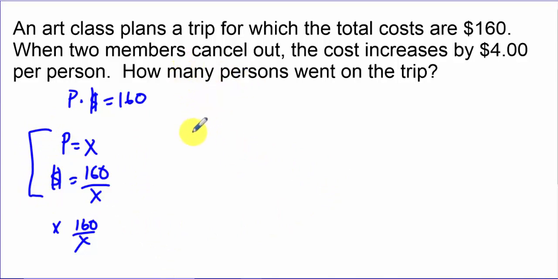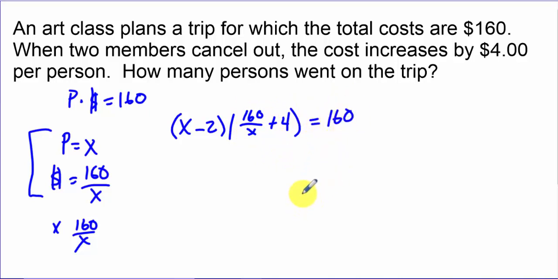Then it says 2 members are going to be canceled. So I take the x and I subtract 2. Then the cost is going to increase. So here's the cost, 160 over x. It's going to increase by 4 bucks. But it's still going to cost 160 bucks total. All right, so now I've got my one variable equation. I can take and FOIL that all out. So I get 160 plus 4x minus 320 over x minus 8 is equal to 160.